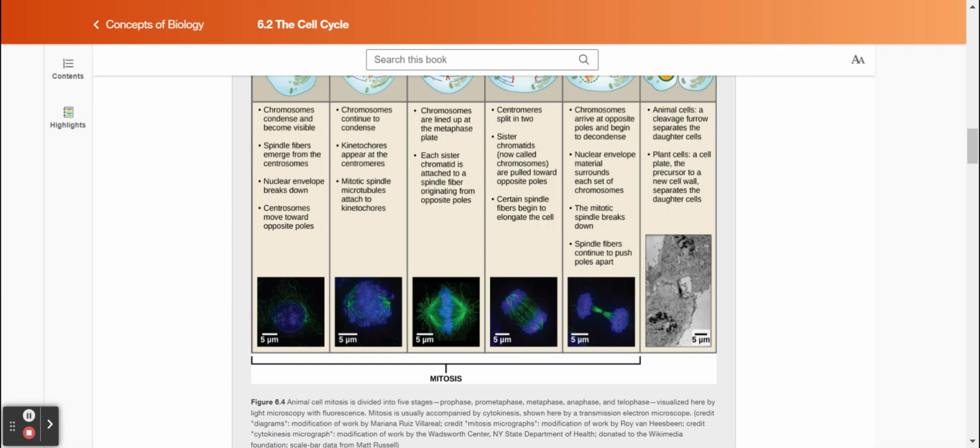Figure 6.4. Animal cell mitosis is divided into 5 stages: prophase, prometaphase, metaphase, anaphase, and telophase, visualized here by light microscopy with fluorescence. Mitosis is usually accompanied by cytokinesis, shown here by a transmission electron microscope.